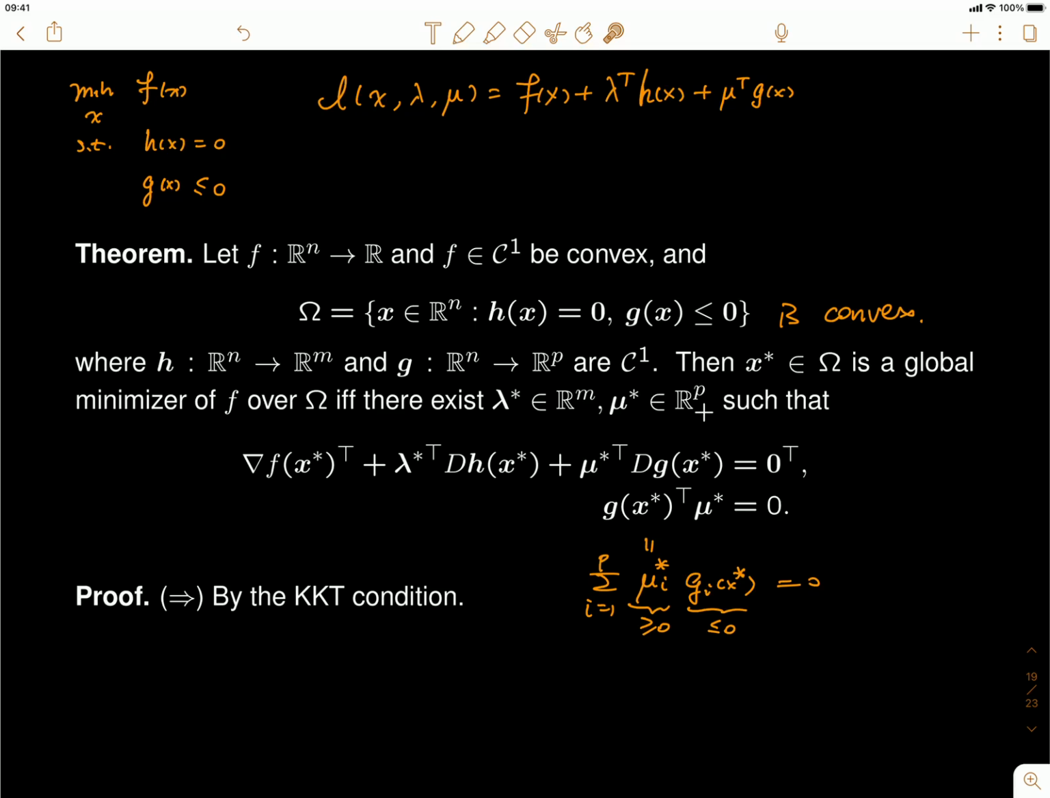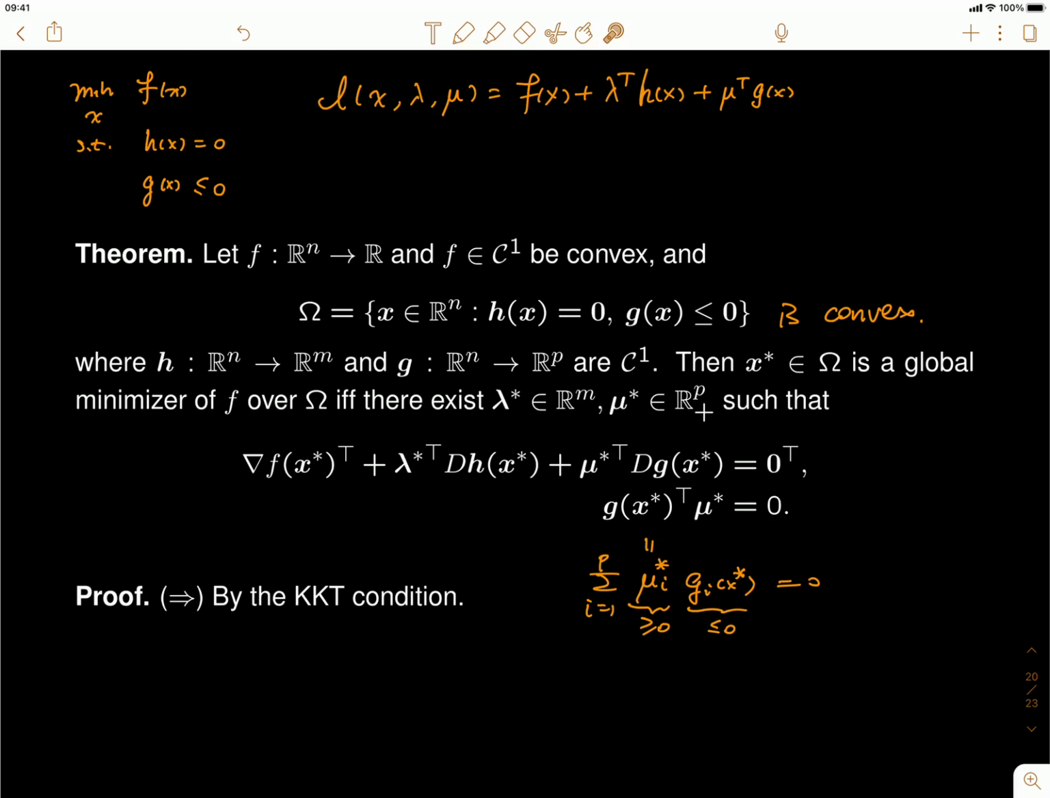And we know that what we're trying to do here is to prove that this KKT condition is also sufficient. So necessity is something we have proved before, and that is this direction. If x star is a global minimizer, then it has to satisfy the KKT condition, and it has to be a KKT point. So this direction is no problem.